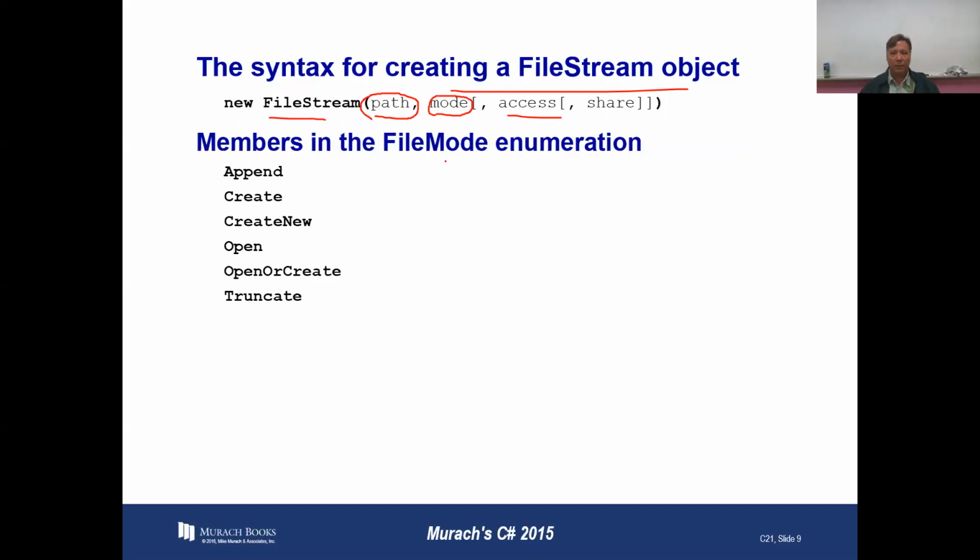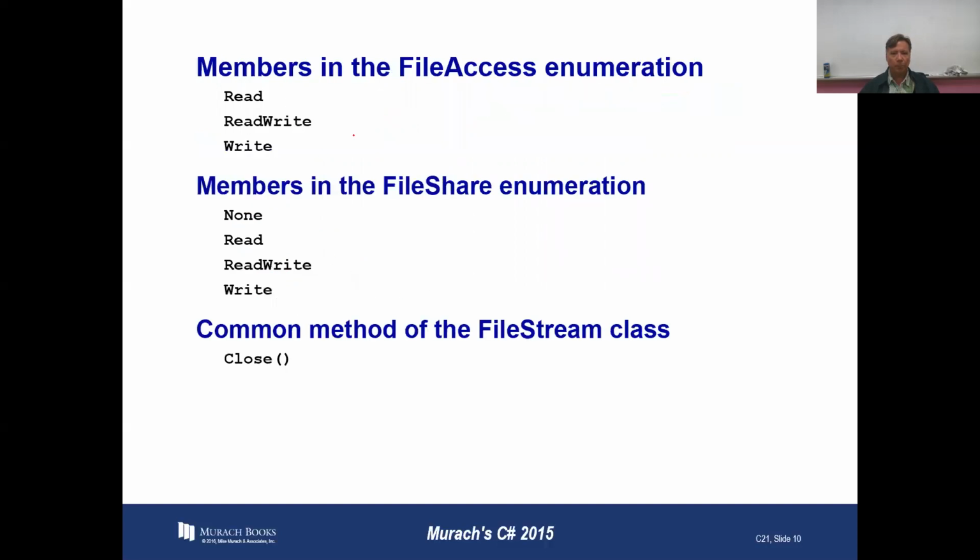So in file modes, this can be either append, where you're writing now and you're actually writing to a file that already exists, sticking it on the end of it. This will create a file. Create new, I'm not sure what the difference is between that. This is to open the file. Creating is for writing, and opening is for reading. I'm not sure what truncate is either, but we'll see.